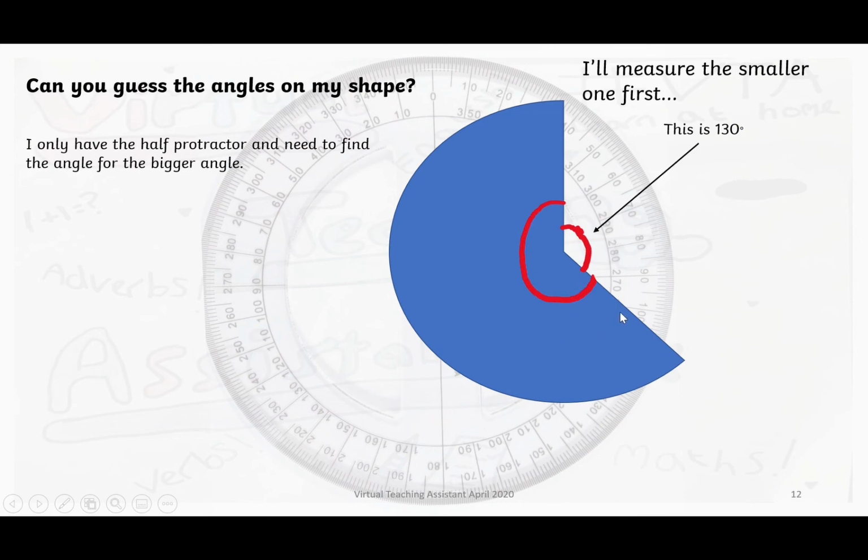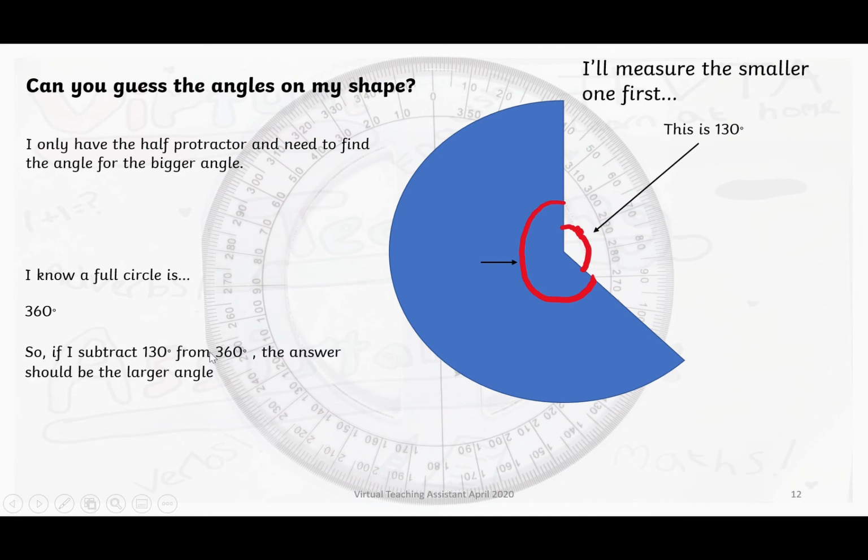Okay, so I'll keep that there so I don't forget. But what's that bigger one? That's the one I want to know. Okay, so I know that a full circle, do you remember what I said? The maximum is when you go around in a full circle. That's right, it's 360 degrees. So if I were to take 360 degrees and take 130 degrees away from it, because that's the chunk that's missing, logically, what's left should be my answer.